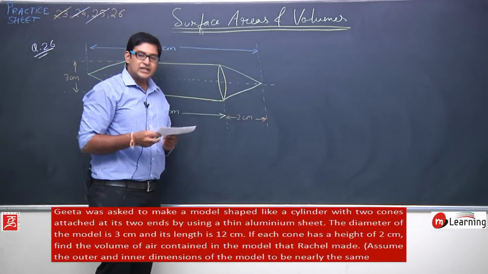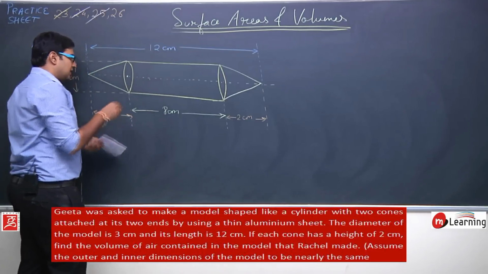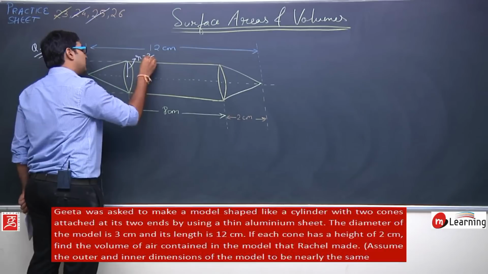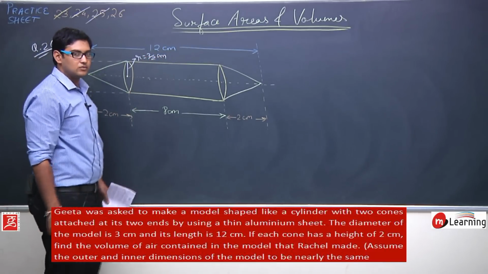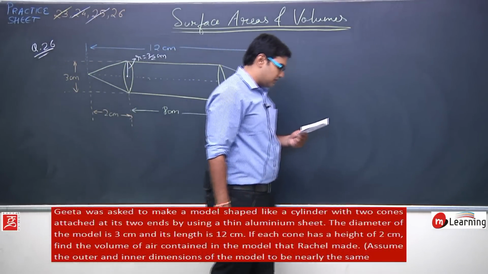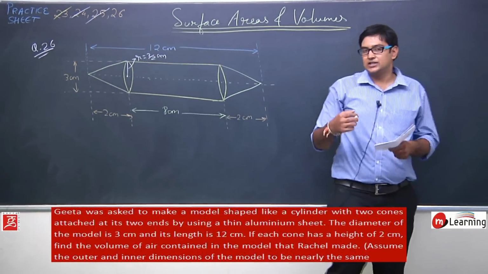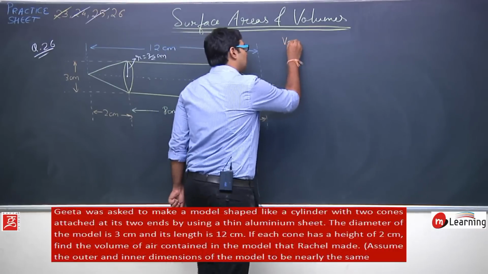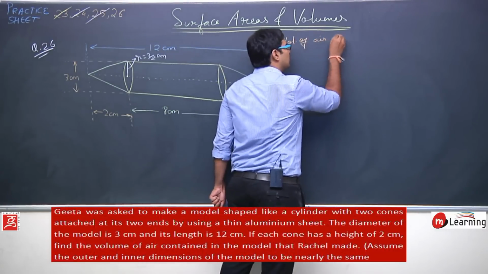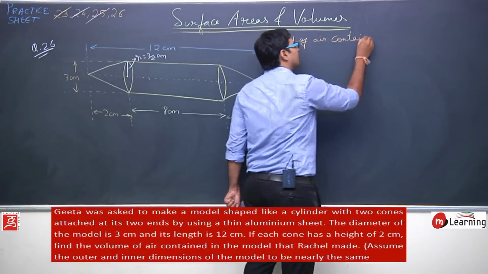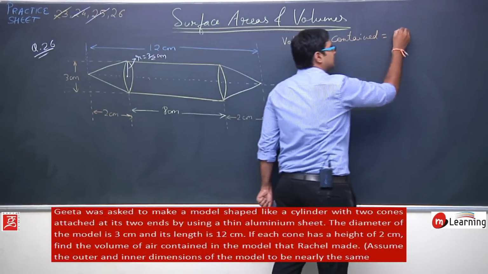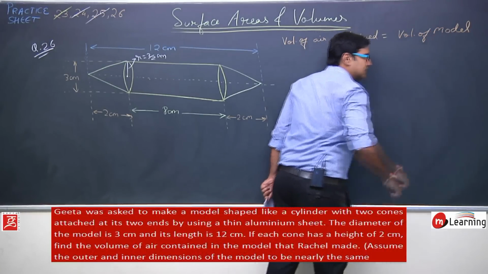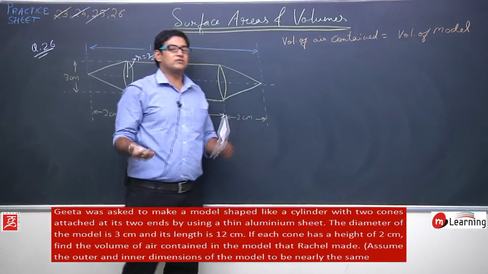Now as the diameter is 3 centimeters, so what will be the radius? Radius will be 3 by 2 centimeters. Okay. Now we need to determine the volume of air contained in this solid or in this model. So volume of air contained will be what? It will be similar to volume of model. So what it's simply asking is just calculate the volume of model. This is what the question is.